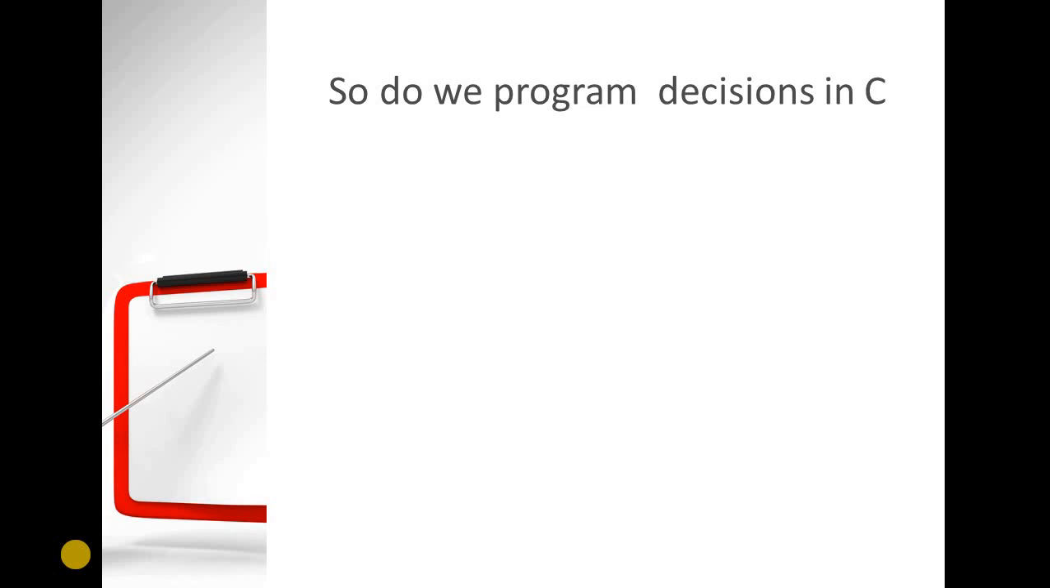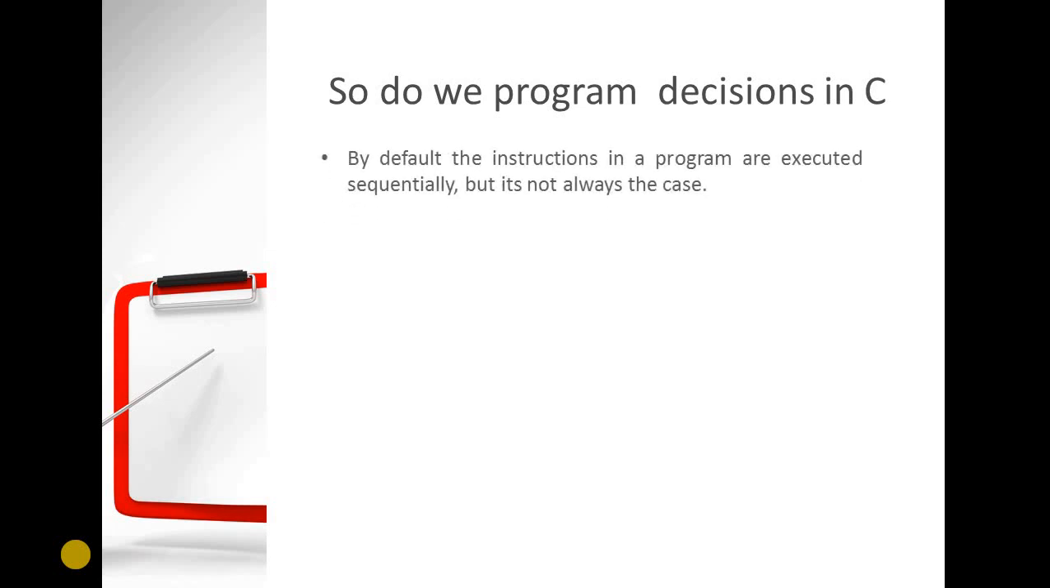Now, even in a programming language, we can make decisions. So how can we program decisions in C? Let's learn about that. By default, the instructions in a program are executed sequentially, but it's not always the case. This is just like our life. In our life, it is not always the scenario that we have thought something would happen, after that this will happen, after that this will happen. So exactly the same goes for our programming language also.